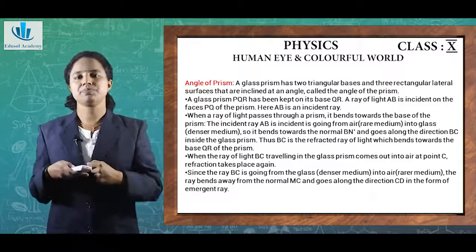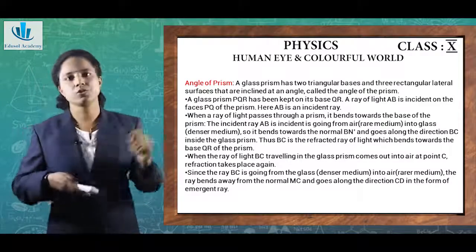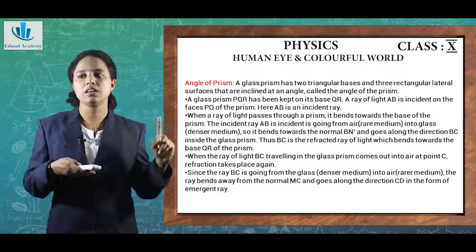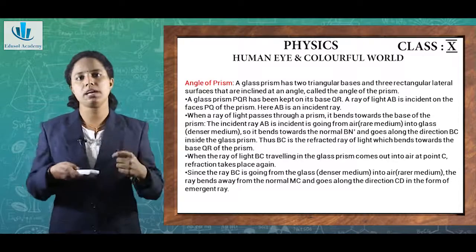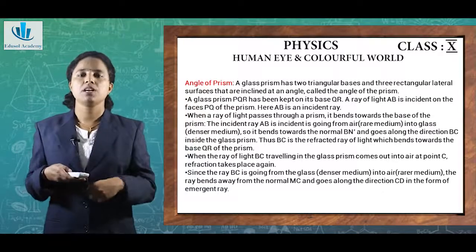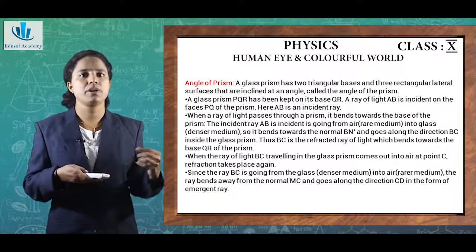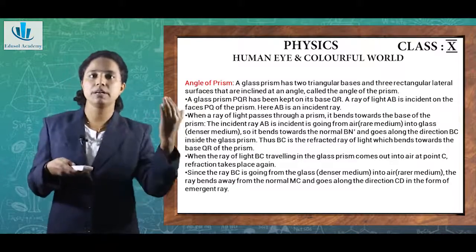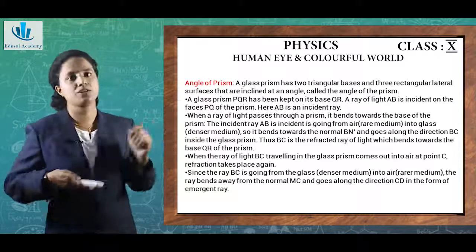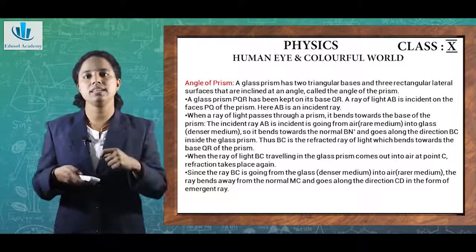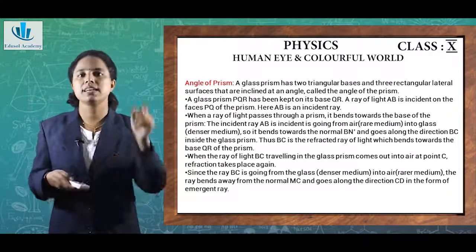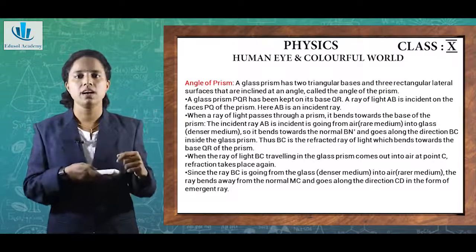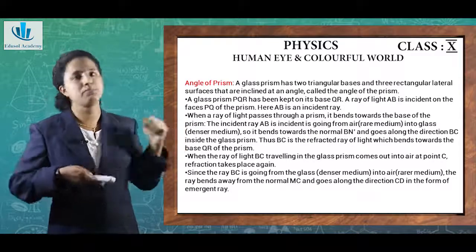When the ray of light passes through the prism, it bends towards the base of the prism. That is, first it enters from a rarer medium to a denser medium, so it bends towards the normal. The incident ray AB is incident from the rarer medium air to the glass, that is a denser medium. So, it bends towards the normal, that is BN dash, and it goes along the direction BC inside the glass prism. Inside the glass prism, there is refraction, that is BC is the refracted ray of light, and it bends towards the base QR of the prism.